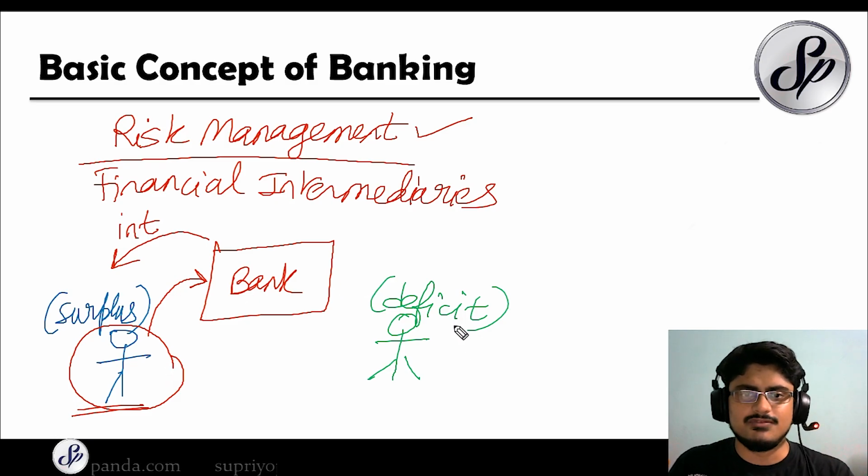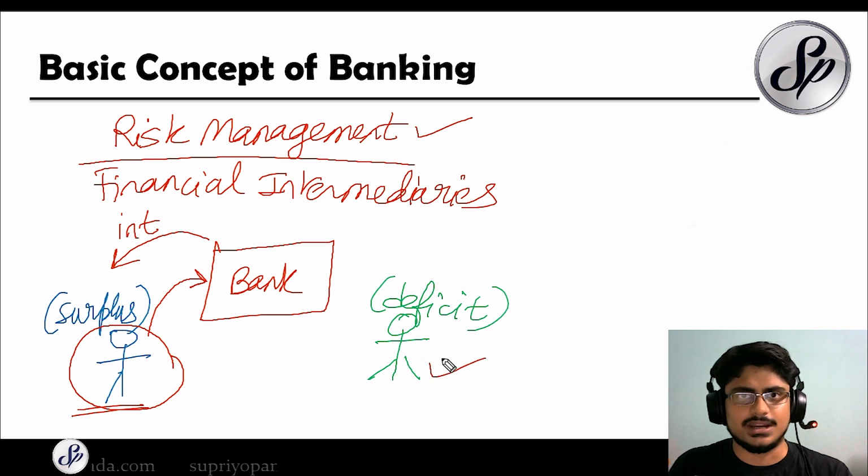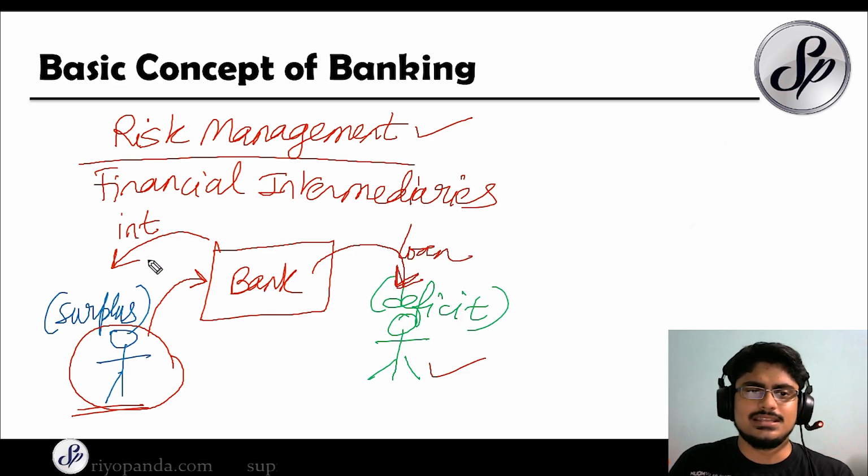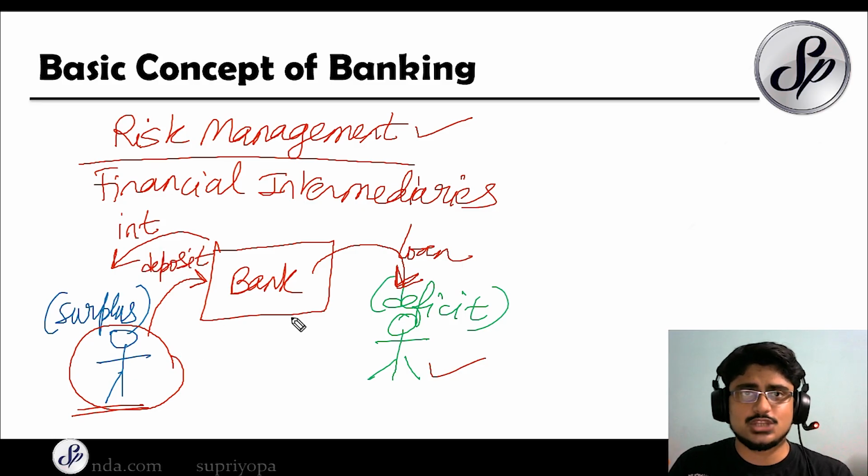And in the same way, this guy, he does not have money. So basically this guy needs money. So what the bank will do? The bank will just lend the money to this guy. So this thing is called a loan, and this thing is called a deposit. So the blue guy, he actually deposits the money in the bank, and the green guy, he is getting the loan from the bank.